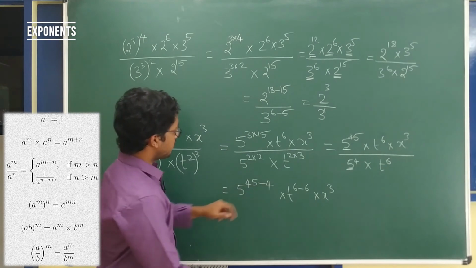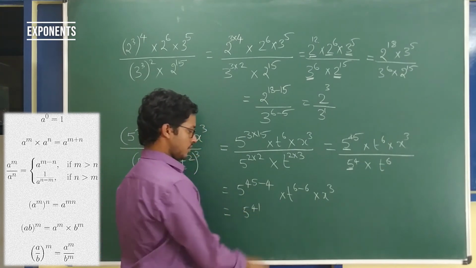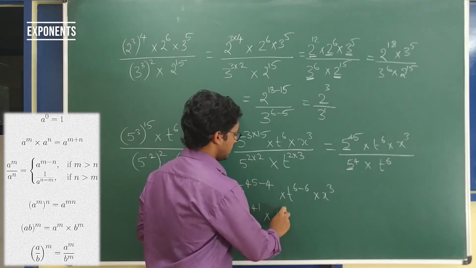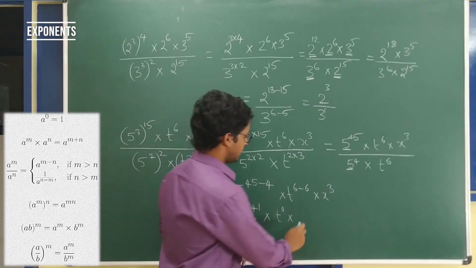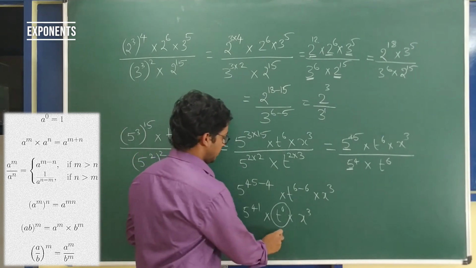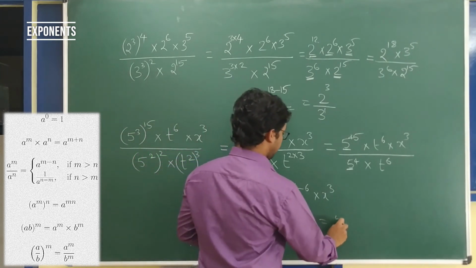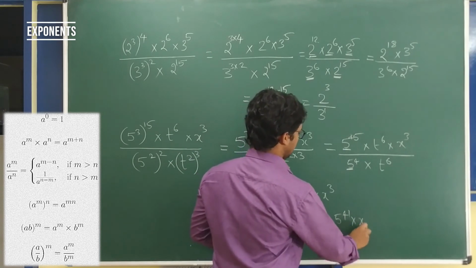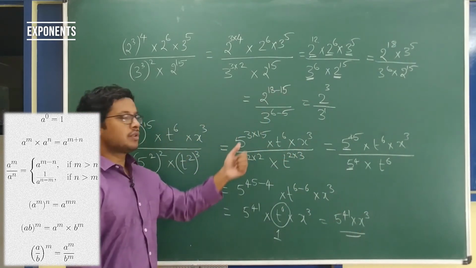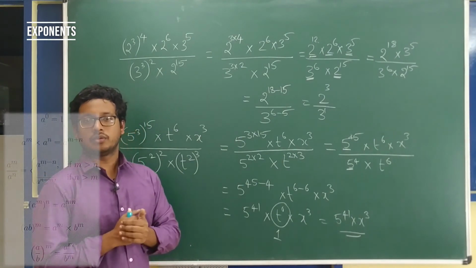So 5 raised to 45 minus 4 will be 5 raised to 41, into t raised to 6 minus 6, which will be t raised to 0, into x raised to 3 as it is. Anything raised to 0, we have studied, is 1. So this becomes 5 raised to 41 into x cube. So this will be your final answer. I hope this gave you insight as to how to do these problems.